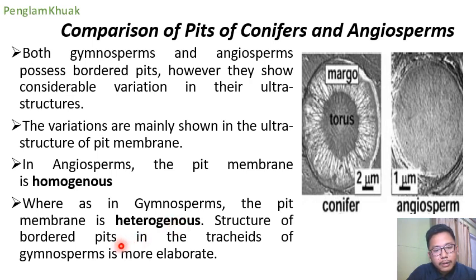The structure of the border pits in the tracheids of gymnosperms is more elaborate. That means here the torus is present and the margo is present, and you can easily differentiate the parts.